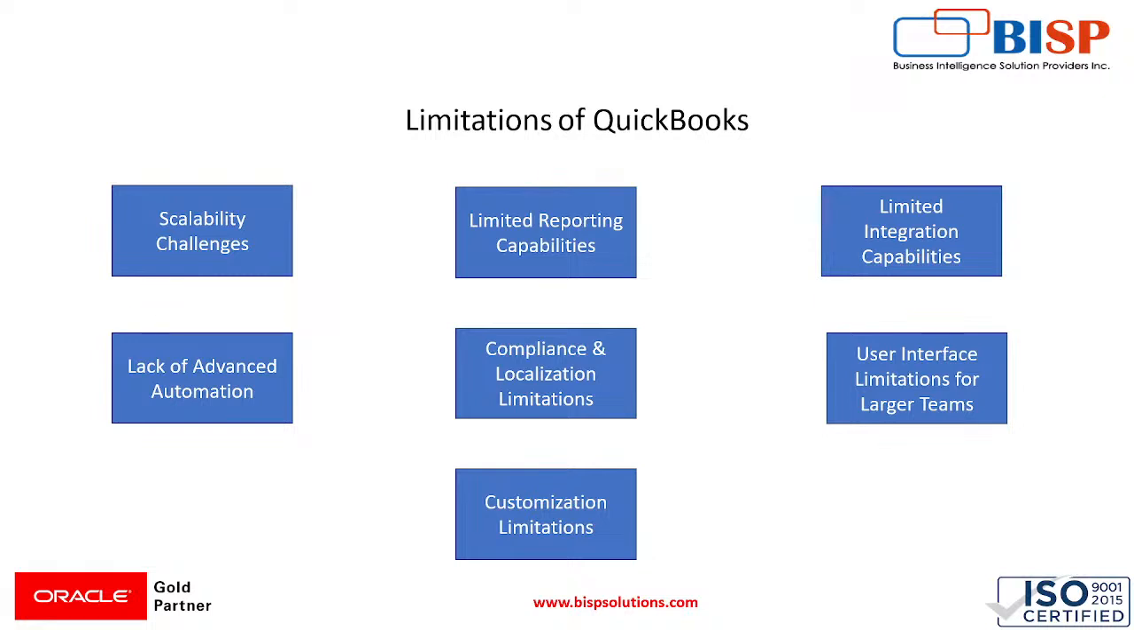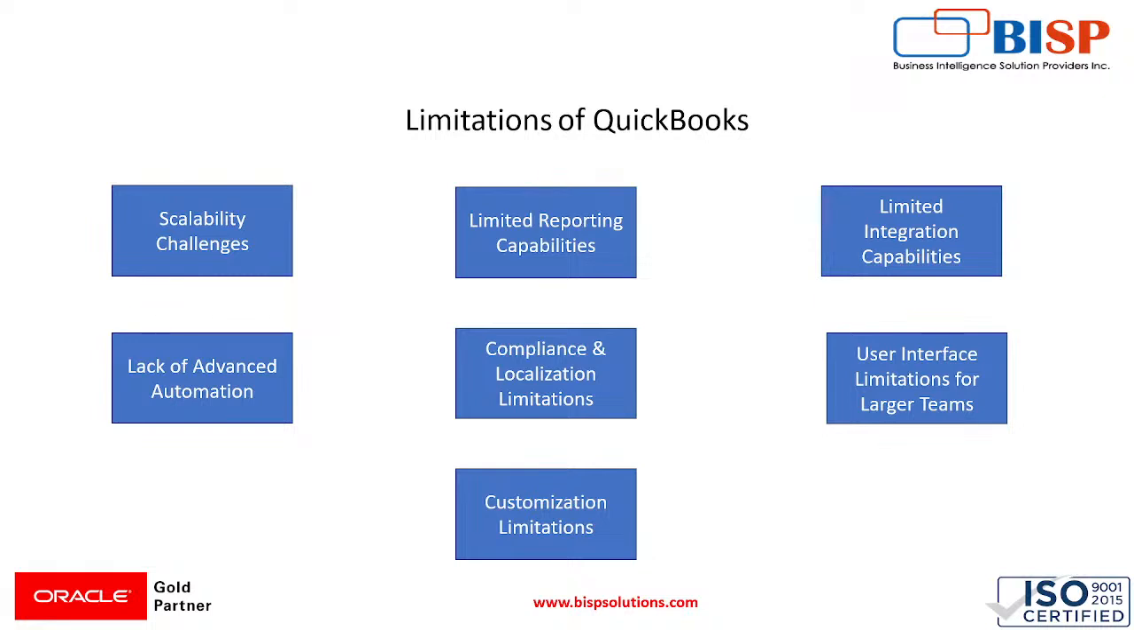What are the scalability challenges? It means QuickBooks is more suited for small to mid-sized businesses. Of course, as the business grows, it may struggle to handle the volume of transactions or the more complex financial structure that larger companies require. As we all know, QuickBooks is mostly used by small or mid-size businesses, as many ERPs are available that support small and mid-size businesses. So this is the most important limitation of QuickBooks, why someone is migrating into a bigger ERP.